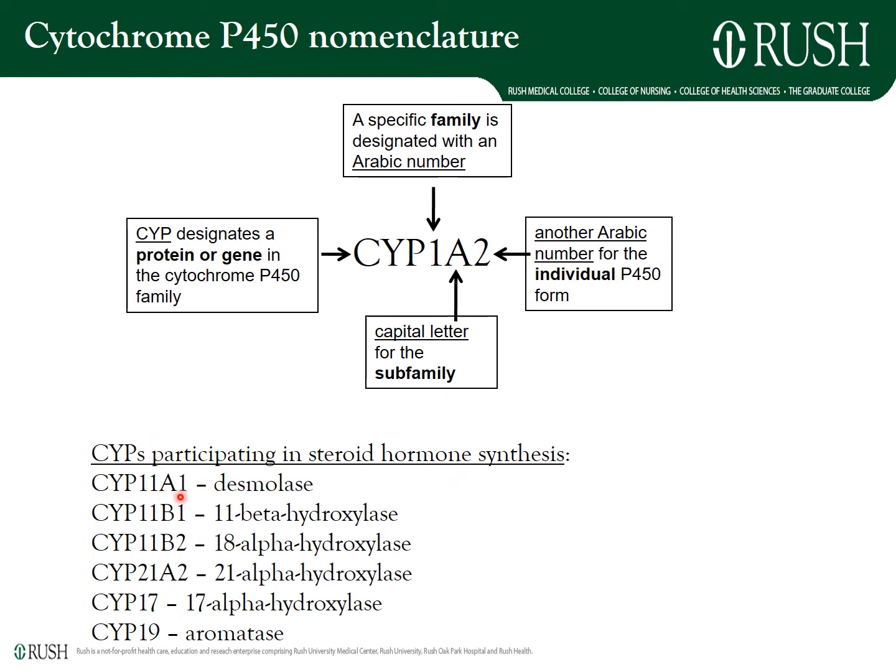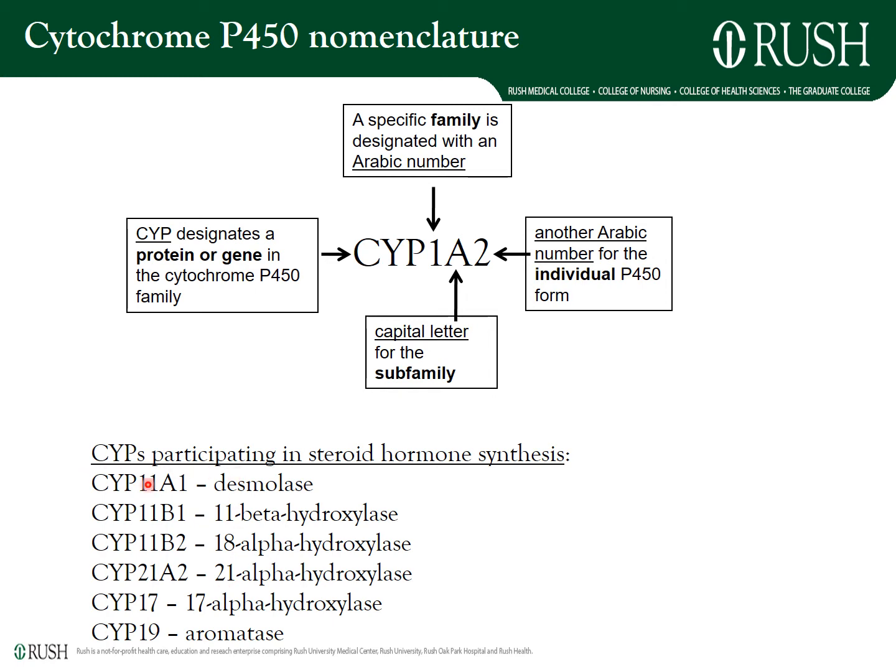CYP11A1, CYP11B1, CYP11B2. You see these are members of the CYP11 family, but one is subfamily A, the other is subfamily B, and within subfamily B, we actually utilize two members, B1 and B2. CYP17, CYP19 will also be mentioned.